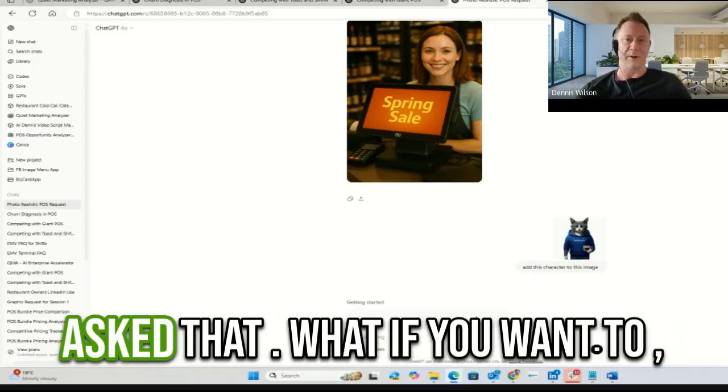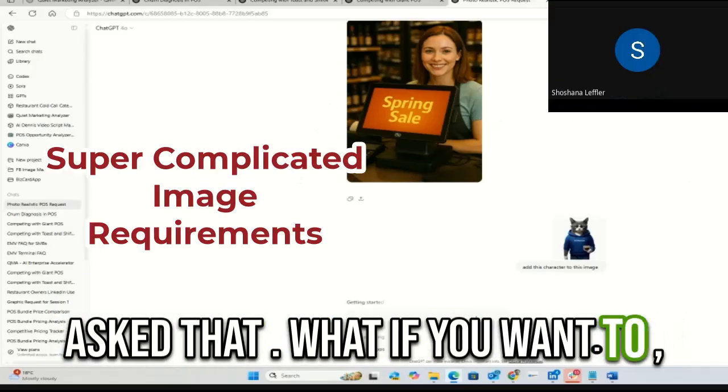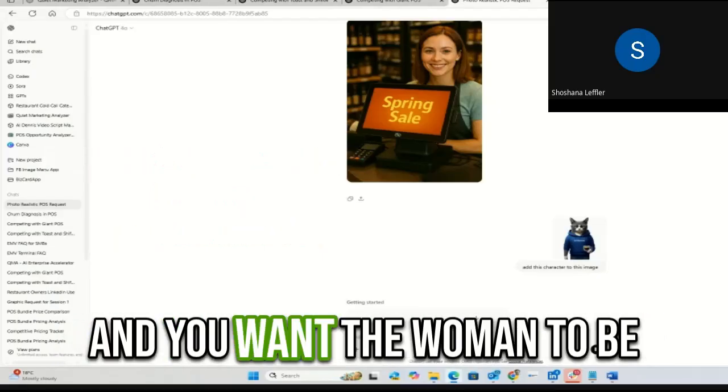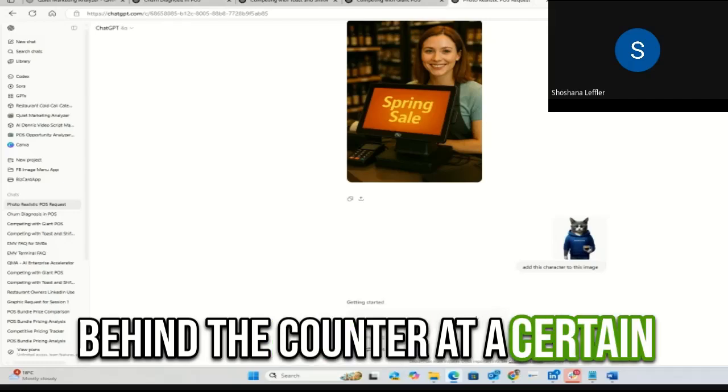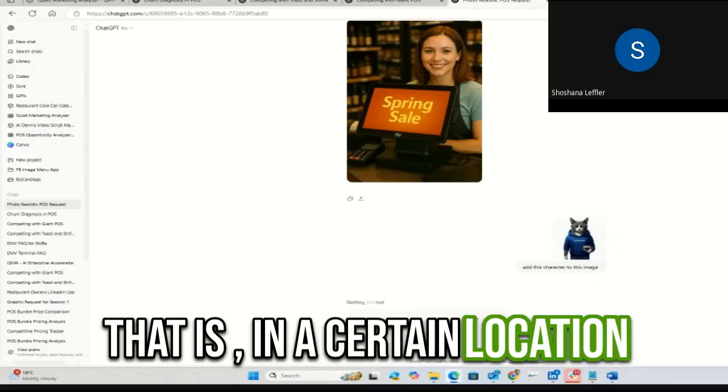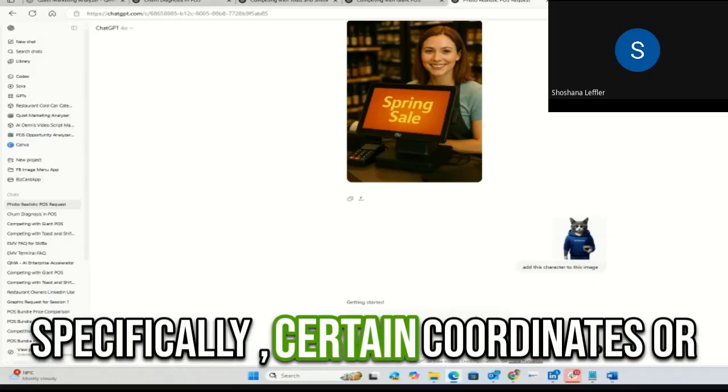Yeah, go ahead. Whoever asked that. What if you want to be very specific creatively about how you want to design this, and you want the woman to be behind the counter at a certain angle, and then the cat or whatever that is in a certain location, specifically certain coordinates or whatever?